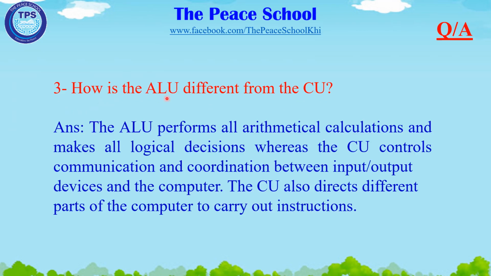How is the ALU, arithmetic and logic unit, different from the control unit, CU? The ALU performs all arithmetical calculations and makes all logical decisions, whereas the CU, the control unit, controls communication and coordination between input or output devices and the computer. The control unit also directs different parts of the computer to carry out instructions.